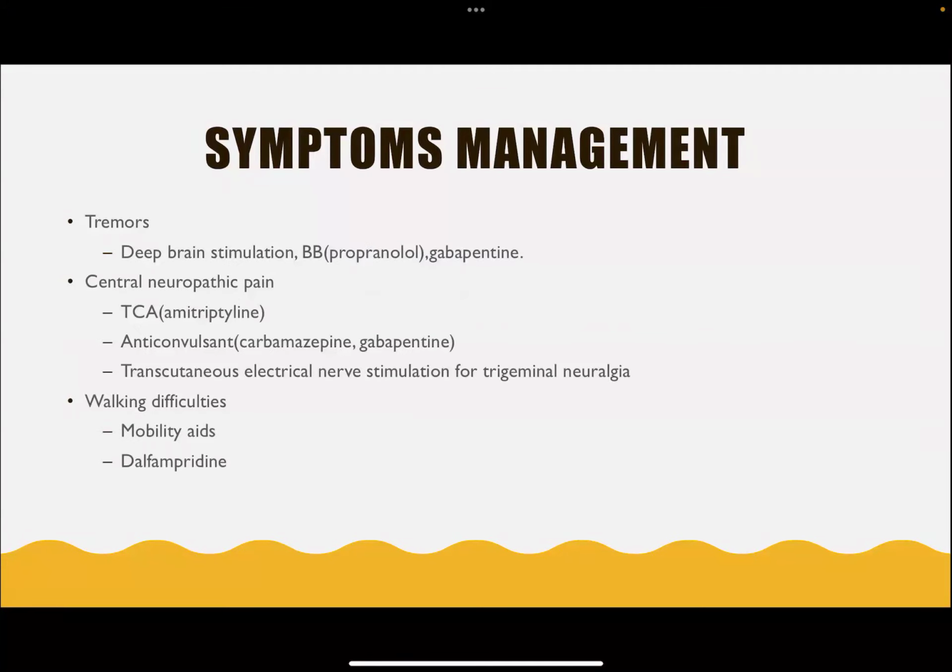For the tremors, we can do deep brain stimulation to alleviate it, or we can use medications such as propranolol or gabapentin. And for the central neuropathic pain, we can use amitriptyline, which is a tricyclic antidepressant, carbamazepine, gabapentin, which is an anticonvulsant, or for the trigeminal neuralgia, we can use transcutaneous electrical nerve stimulation. For the walking difficulties, we can use mobility aids or use a drug like dalfampridine.